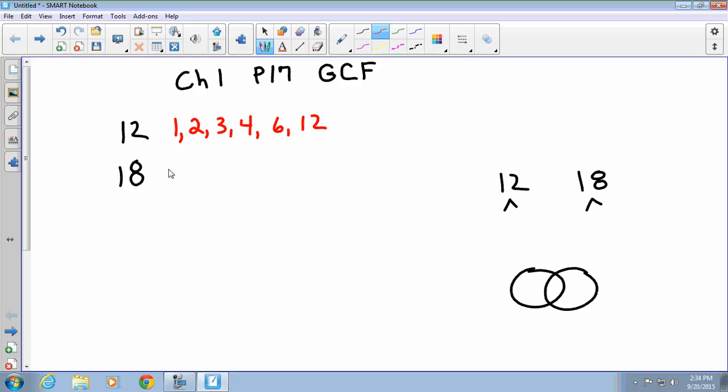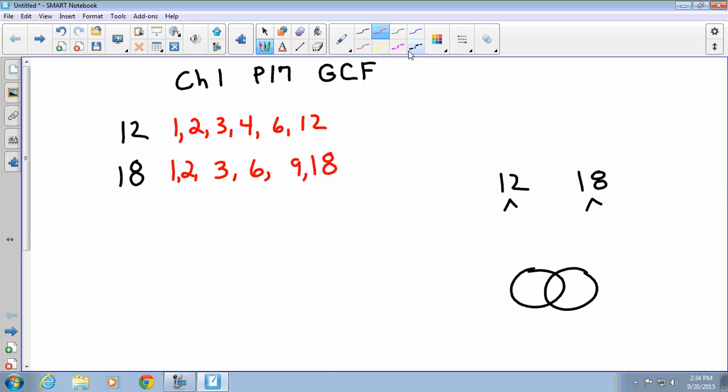For 18, same process, use the easy one, 1 times 18. Also, 18 is even, so we know 2 goes into it. That would be 2 times 9. And then finally, we also have 3 and 6. 3 times 6 equals 18.